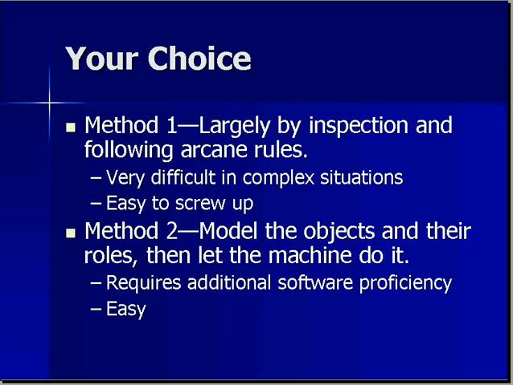Method number 2, on the other hand, you model the objects and their roles, let the machine do it. It's easy, fast. It does, however, require additional software proficiency. If you're going to be doing a lot of this stuff, method number 2 is the way to do it. If you're going to be a DBA, learn to do object role modeling.